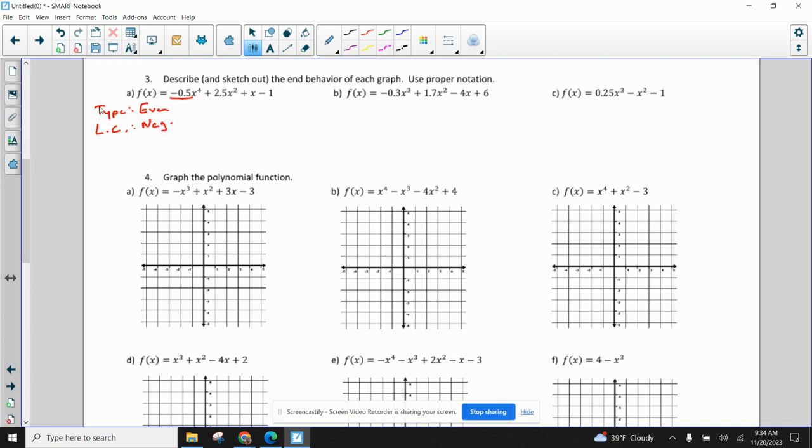So even though I don't necessarily know the absolute shape of the graph, I do know that it's going to be some kind of graph where both end behaviors are going the same direction, and that direction is down. To understand how I know that, go back to the last video.